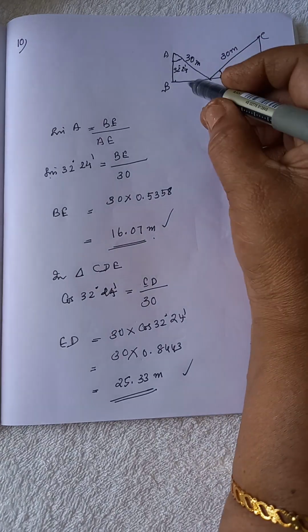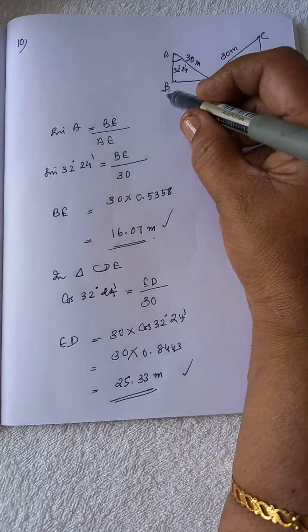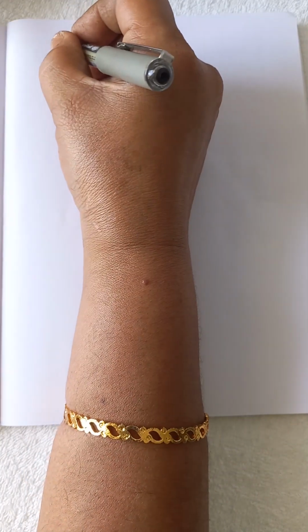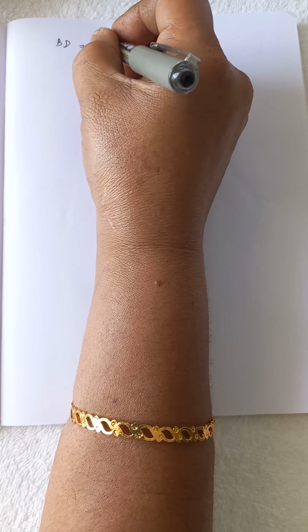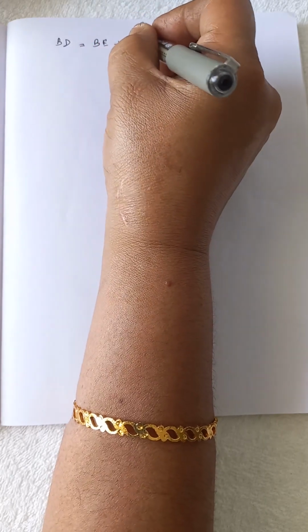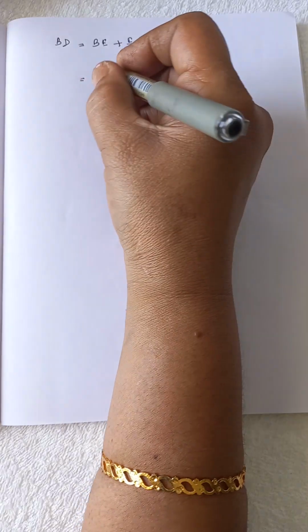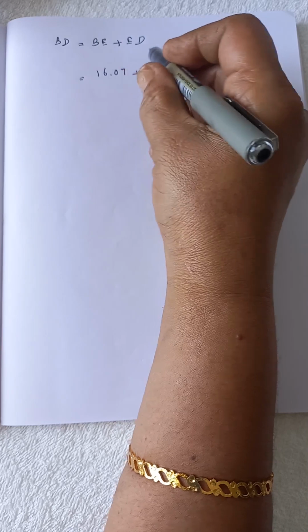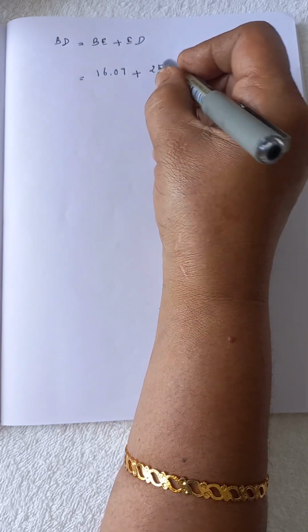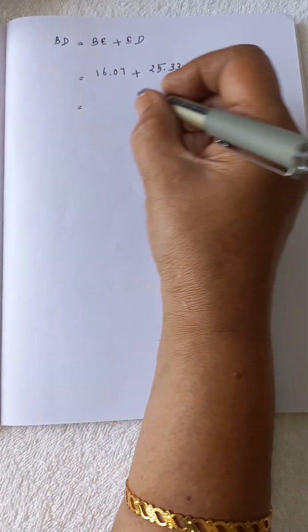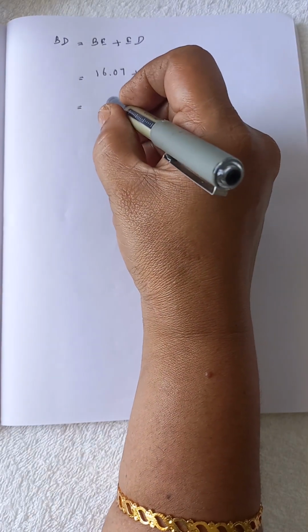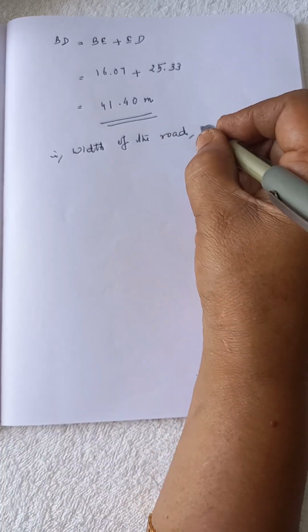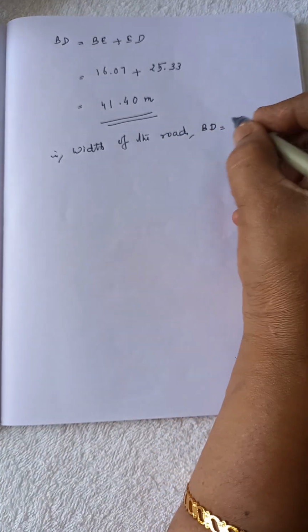We want to get BD. So BE plus ED. So that is the width of the road. So we can write BD, that is equal to BE plus ED. Now that is, in the first case, BE we got as 16.07 plus ED we got that is 25.33. This is equal to 41.40 meter. That is width of the road BD, that is equal to 41.4.